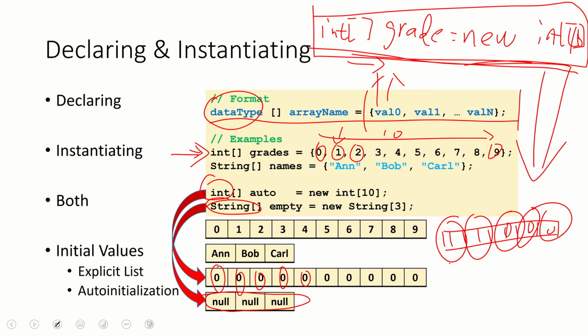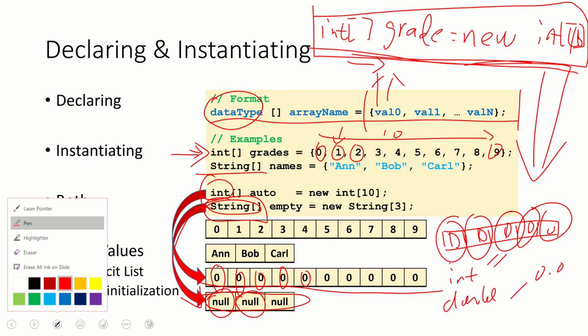If it's a number, they will assign 0. So for int, they will be 0. For double, they will be 0.0. But if you have something like a class, like String or Scanner, which are classes, the default value will be null. So this could be something like this.